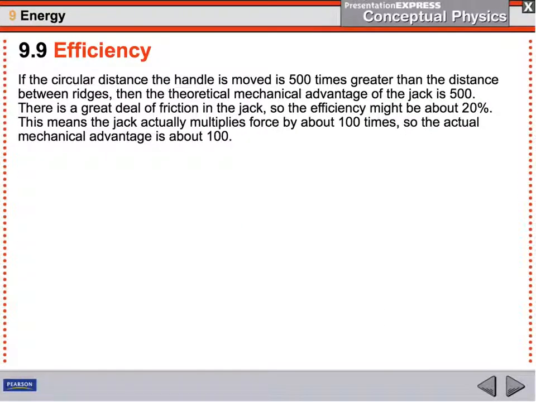So if we look at that, the circular distance the handle is moved is 500 times greater than the distance between the ridges, because you saw how far it went around the circle was much greater than the distance it went up. Then the theoretical mechanical advantage of the jack is 500. There's a great deal of friction in the jack, so the efficiency might be about 20%. This means that the jack actually multiplies force by about 100 times. So the actual mechanical advantage is only 100.